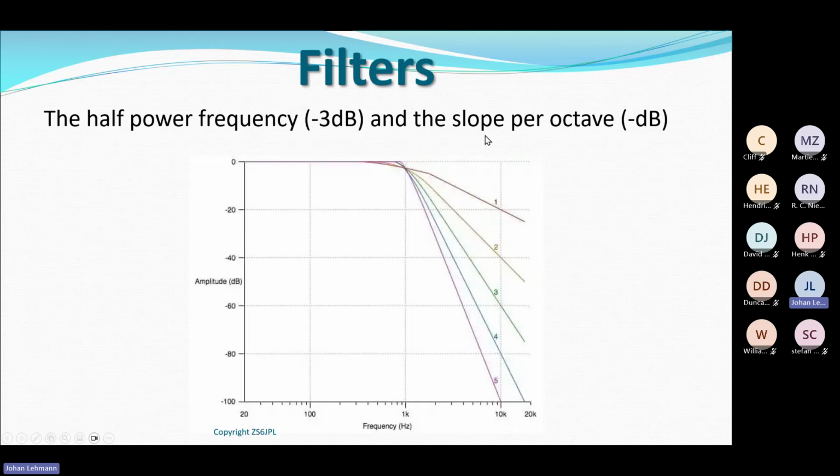And the slope is defined per octave. And what is an octave? 100 hertz to 1 kilohertz is an octave. 1 kilohertz to 10 kilohertz is an octave. 10 kilohertz to 100 kilohertz is an octave. And so you can carry on.